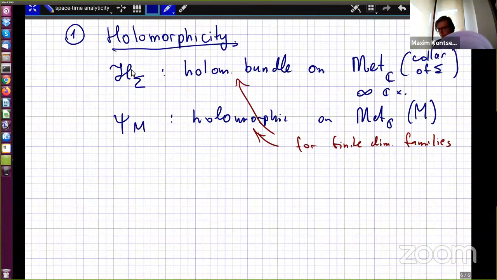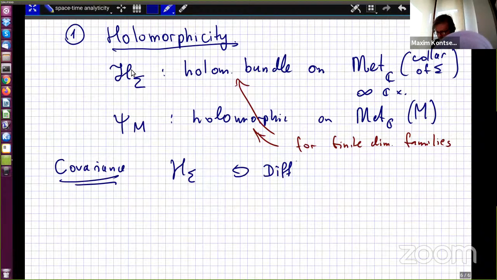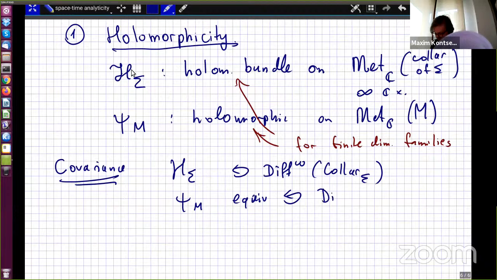But also, when we speak about things like a manifold or this color, things are defined up to a diffeomorphism. There's also covariance. It means that H sigma is acted on by diffeomorphisms, considered again real analytic, on the scalar sigma, and psi M is equivariant under the action of real analytic diffeomorphisms of M. So what is going on? We have some holomorphic object with the action of some infinite dimensional real group, and we get invariance under the action of this infinite dimensional real group.